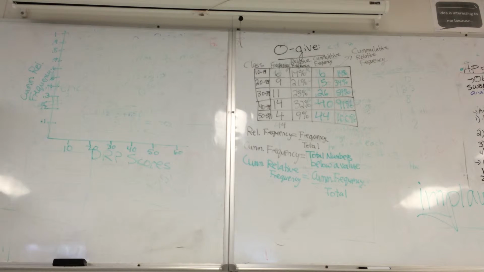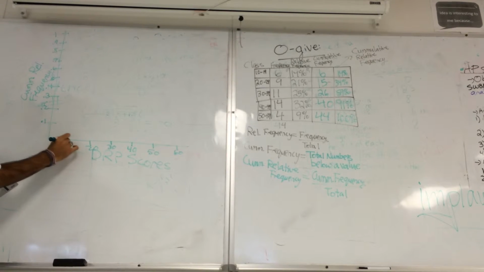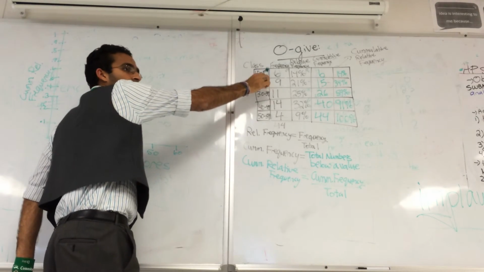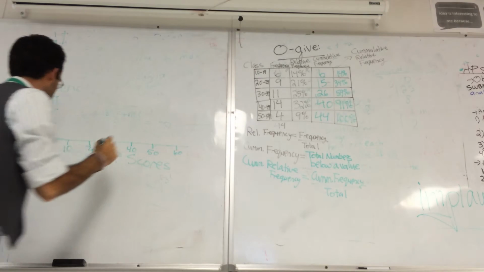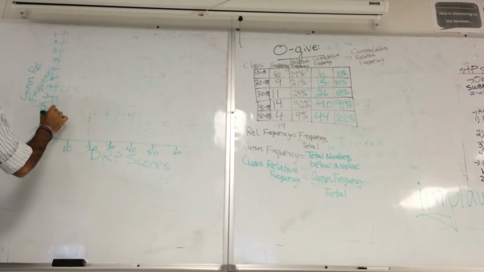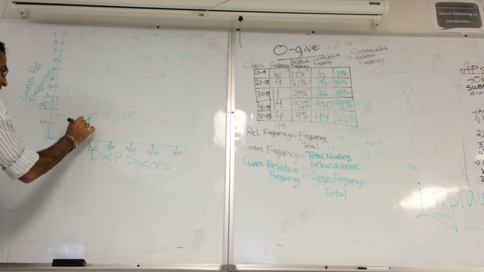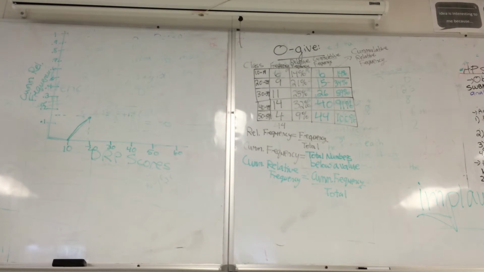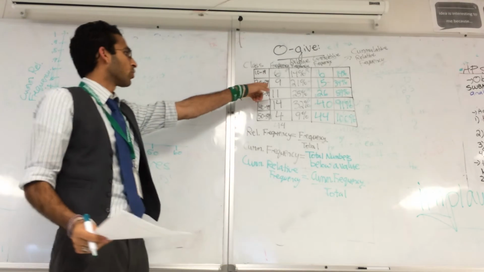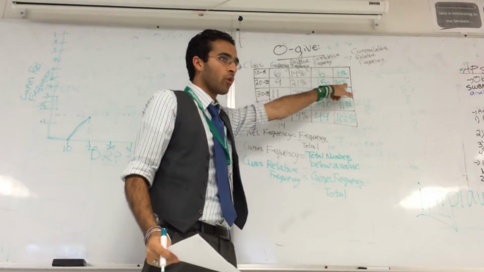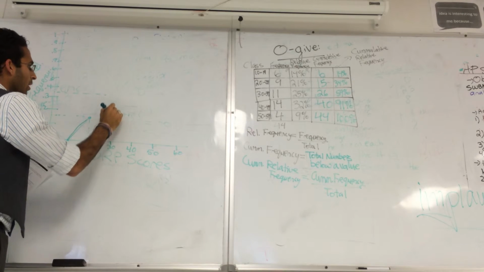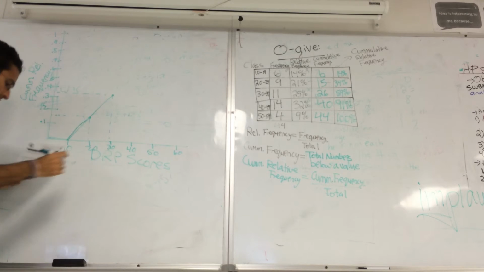So all we do is the following. From 0 to 10, there is no data, so you just draw a straight line here. Now, at 19, there is 14% of the data. So 19 is about here, and 14% is probably about here. I'm just going to connect this line. At 29, there is 34% of the data. So I'm going to come over here to 29, come up here to 34%, and connect the dot.